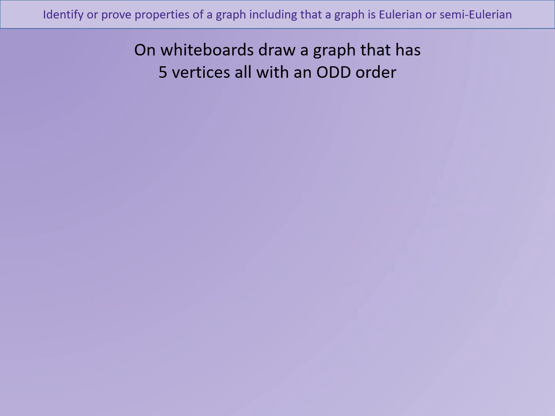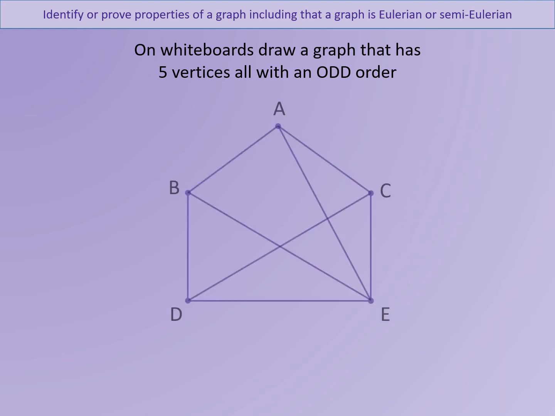Now try to draw a graph that has 5 vertices, all with odd order. So you may start trying something like this. You'll see that this almost fulfills the criteria. We've got A, B, C and D are odd, but E is even. You might then try to rectify that by removing an edge. You can see that removing an edge makes E odd, but then makes B even. You may try to do it by adding an edge. You see that this makes another even vertex at D.